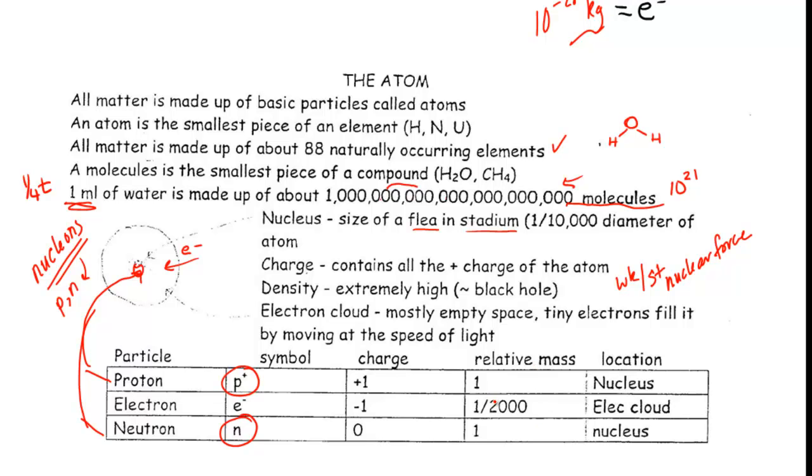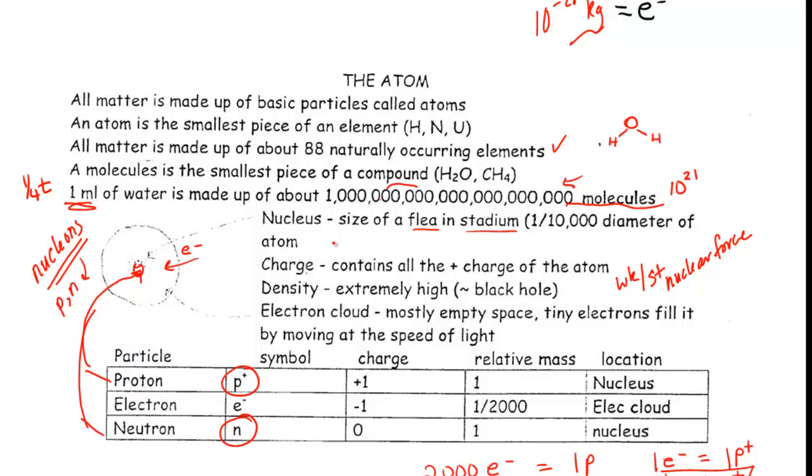If you look at the relative masses, it would take about 2,000 electrons to equal the mass of 1 proton or 1 neutron. But 1 electron is equal to the charge of 1 proton. You've got 1 minus charge and 1 positive charge that equals 0 when you add them up. So charge-wise, a proton and an electron are equal but opposite in charge. But the electron is much, much smaller in mass than either the proton or the neutron.